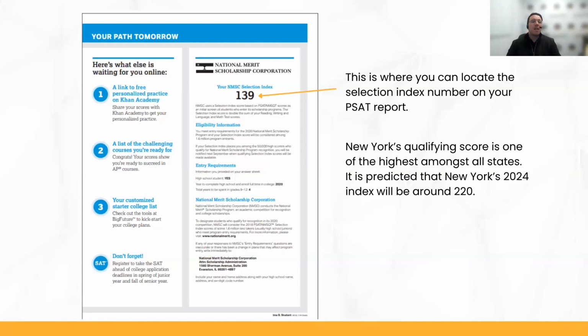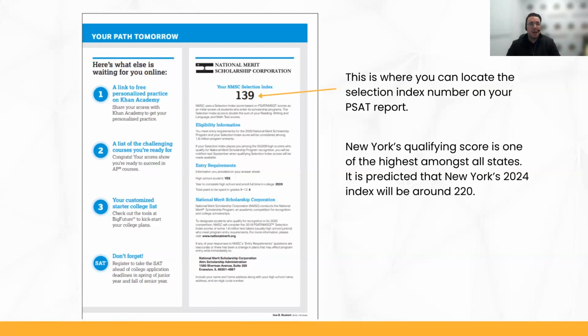In order to get this accolade, you actually need to score over 220. It's probably going to be like 222 is usually what it is, which is near perfect. It's out of 228, so 222 is near perfect. So basically, in order to get this scholarship, you need to score near perfect. In other states, it's lower. So it's a state-by-state thing.